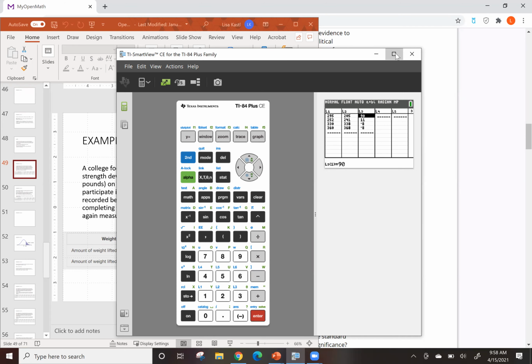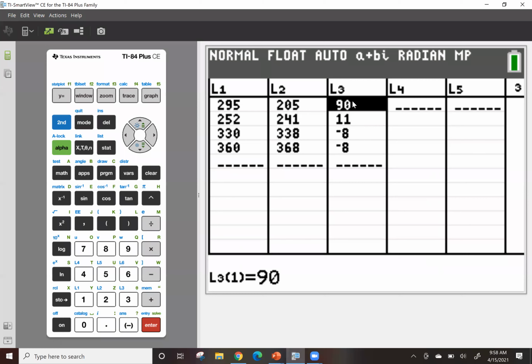Okay, let's blow this back up. And holy moly, we got a 90 there. I don't know what's going on there. I don't know. This data looks weird. This person lifted 90 pounds more after either the class really worked or something was going on during the first sample. Anyway, okay.